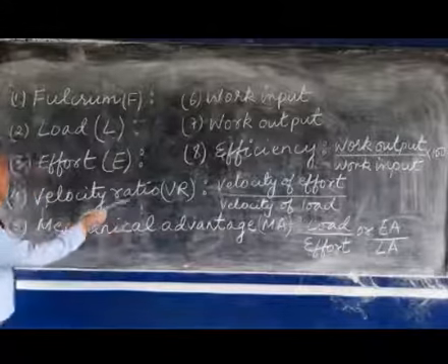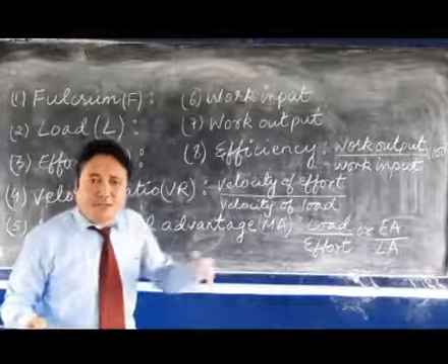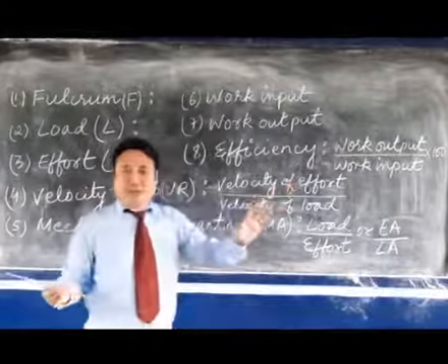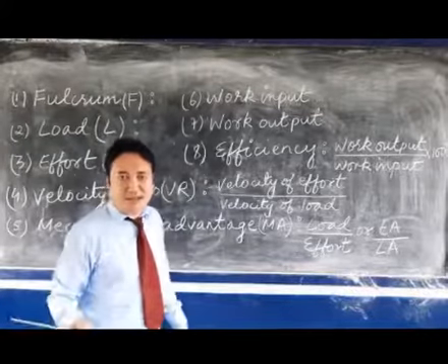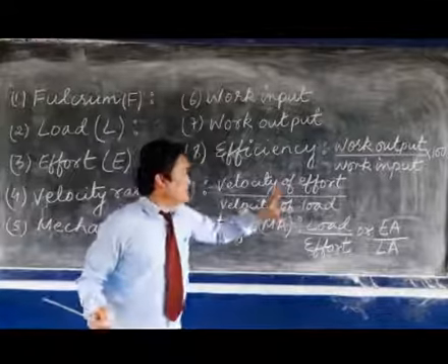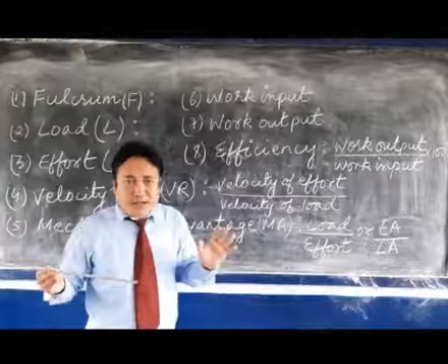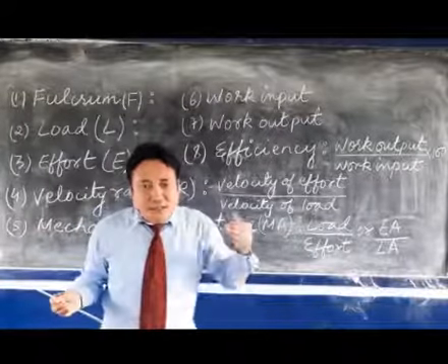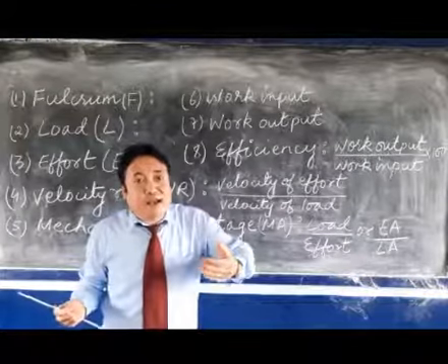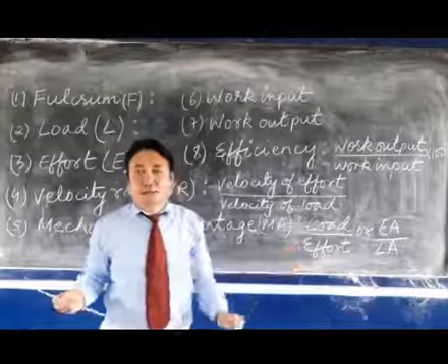Next comes the velocity ratio, which can be written as VR. Now this velocity ratio is defined as the ratio of the velocity of the effort to the velocity of the load. Which means it is the distance traveled by the effort to the distance traveled by the load.